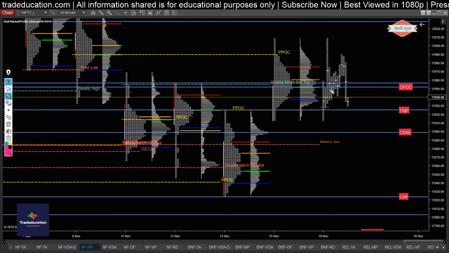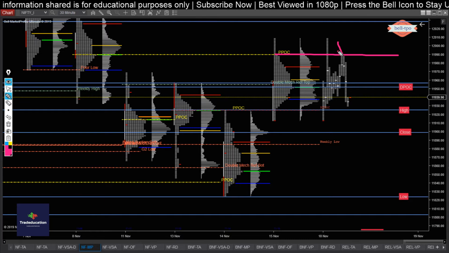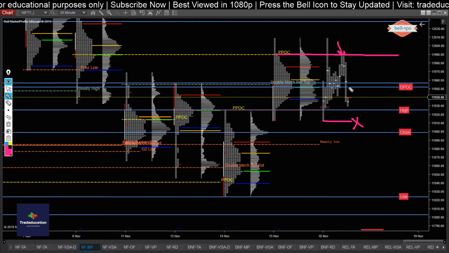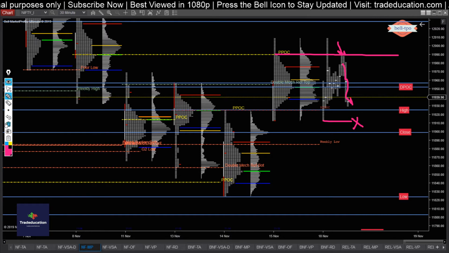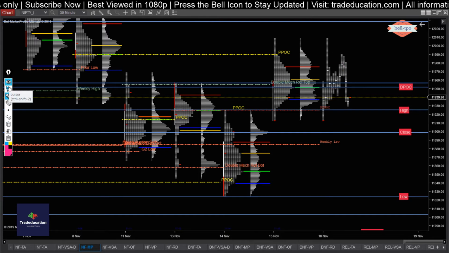There was one more good trade location which I would like to share. Once this PPOC reference level got tagged here, this is again where you could have entered shorts targeting the lows. It did not achieve that, but still it was a good move. So that was another trade location from the shorter side.